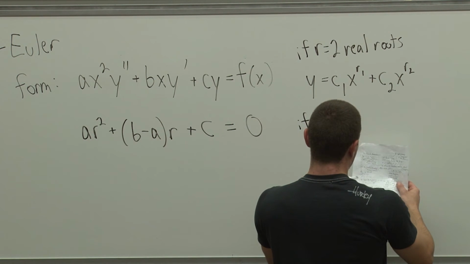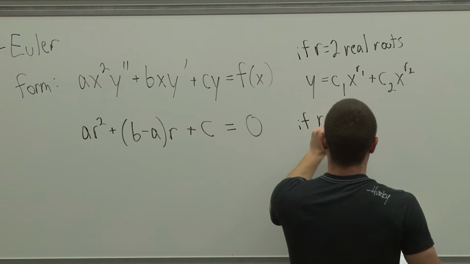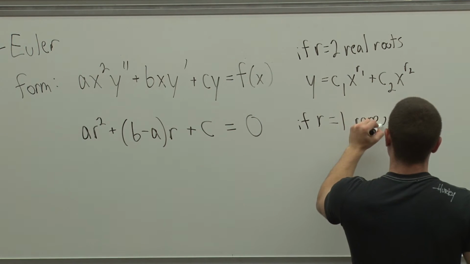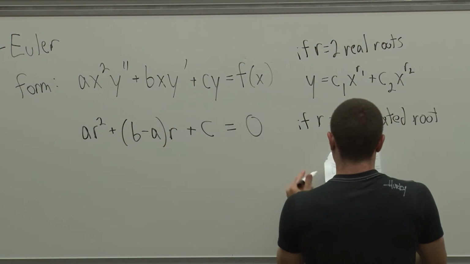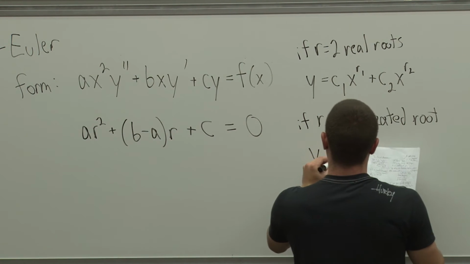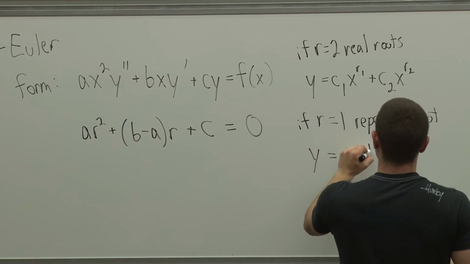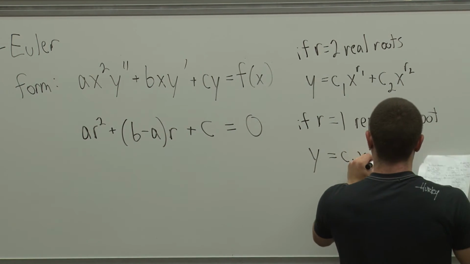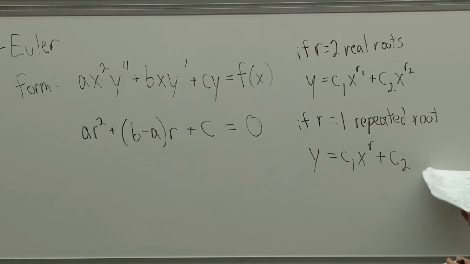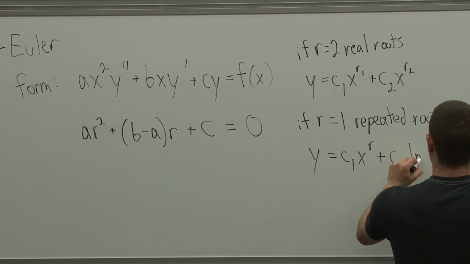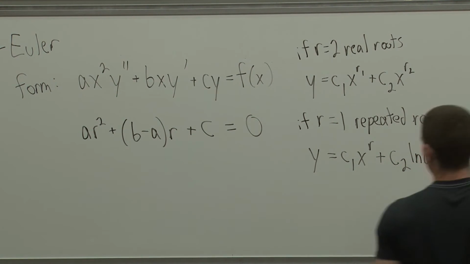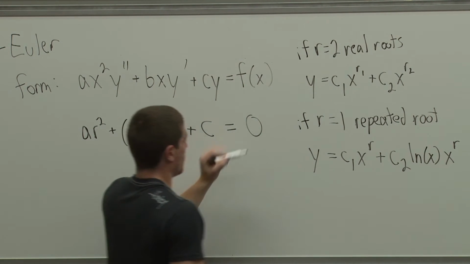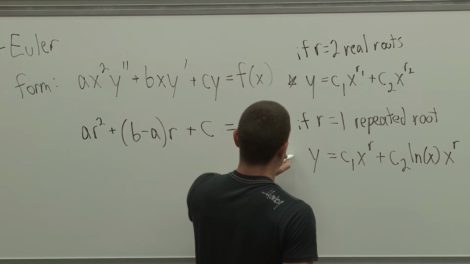If r equals 1 repeated root, or 2 identical roots, whatever you want to call it, it's very similar: y equals c1 x to the r plus c2. And instead of multiplying it by x, like we do for regular homogeneous, you multiply it by natural log of x times x to the r. Just like that. I'll put stars next to these.